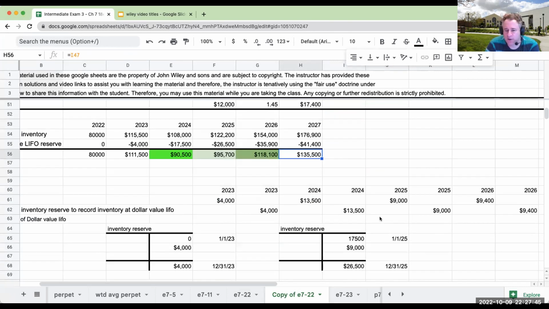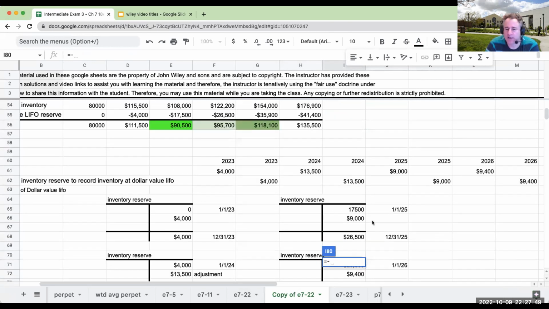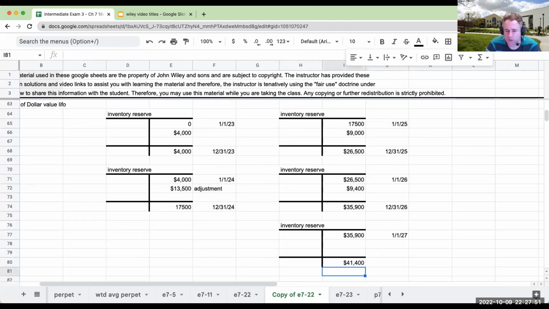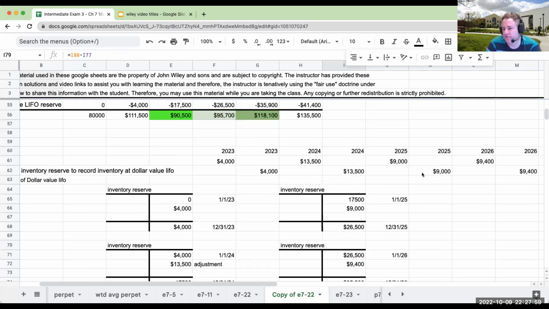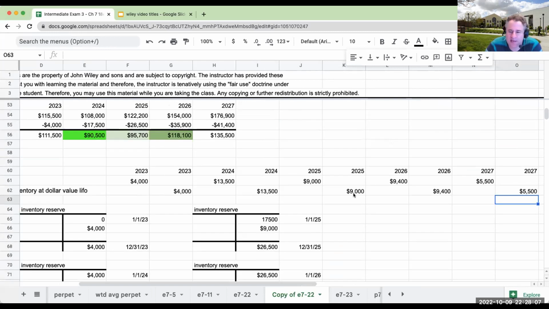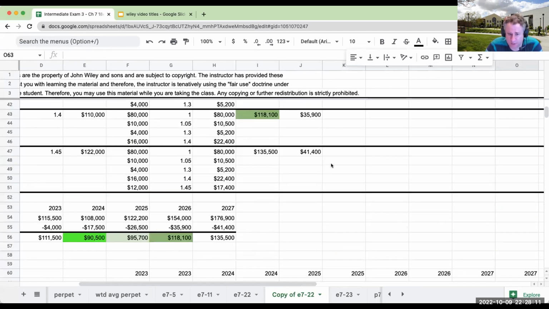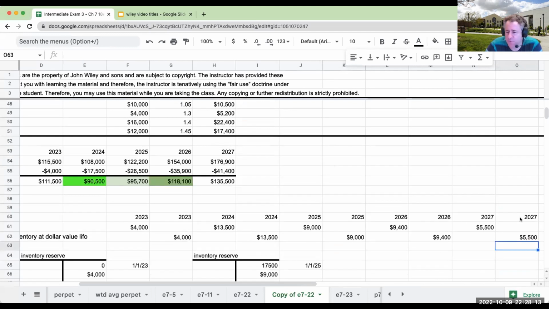Now, coming over here, when I get to this coming year, my ending inventory reserve needs to be 41,400. This needs to be at 12/31/27. So over here, when I come over here, I've got 5,500. And over here at 5,500. Okay. So as we go through and look at this now, we got 5,500 over here. And so we're good to go.